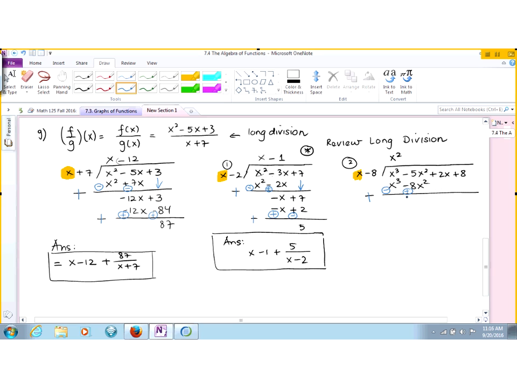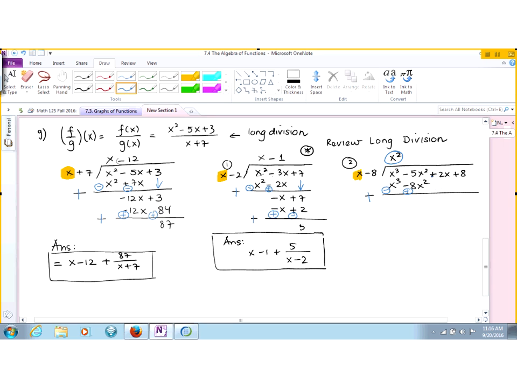No, not yet. You have to see this. No, how do I get x cubed minus 8x squared? So I got it by multiplying this. X squared times x minus 8. So x squared times x is x cubed. X squared times negative 8 is minus 8x squared. So I don't have anything to write here. So I cannot divide 2x by x at this point. Is that what you're saying?